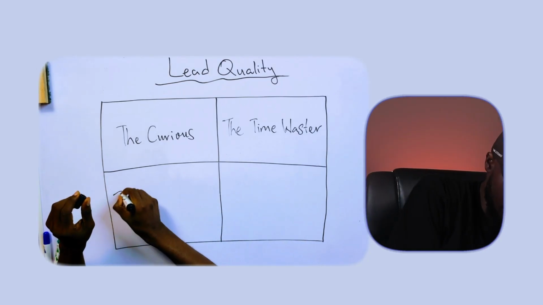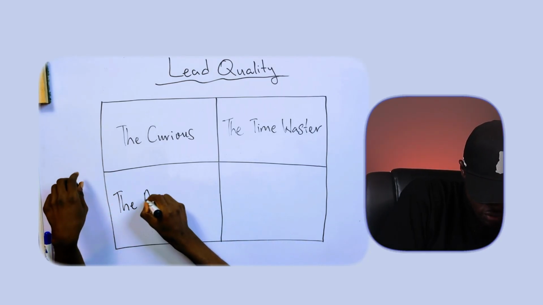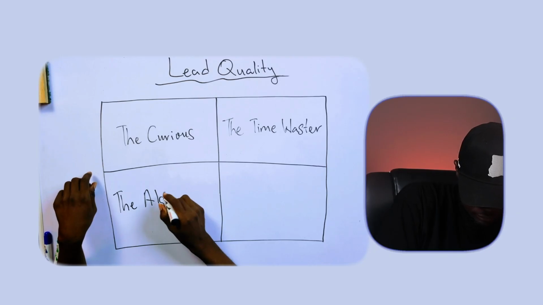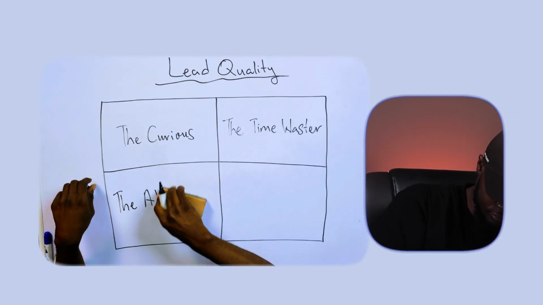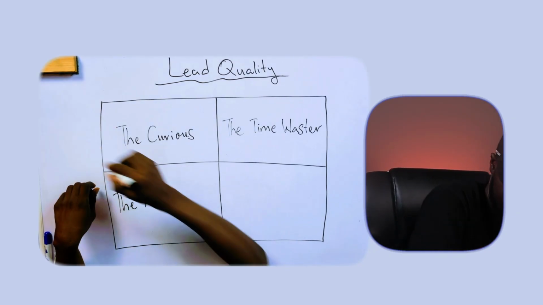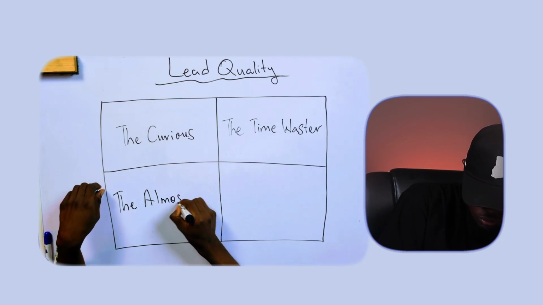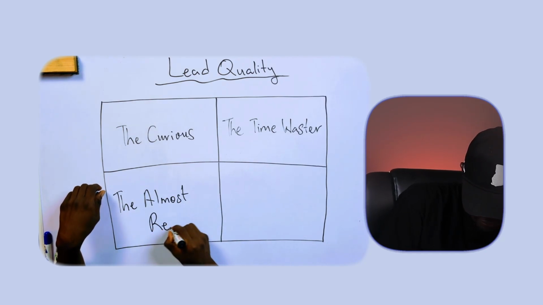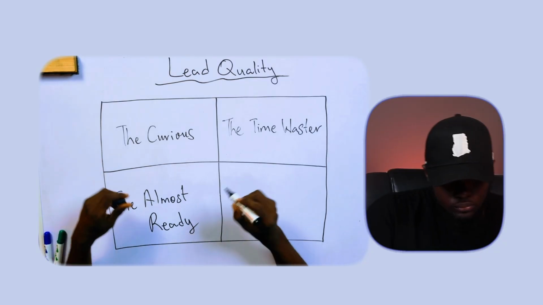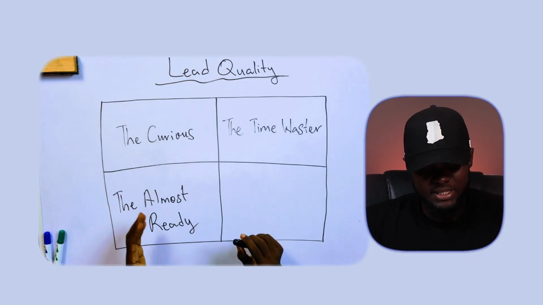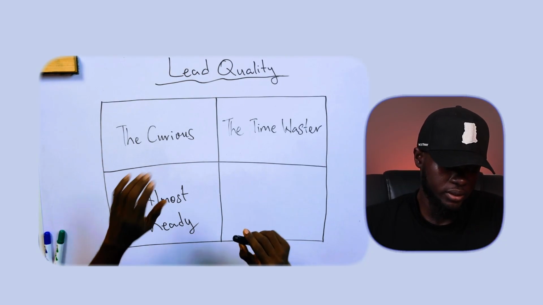All right. Now, the third lead type or group that we're going to look at is the almost ready. And so, just like the name suggests, this person is almost ready to buy.